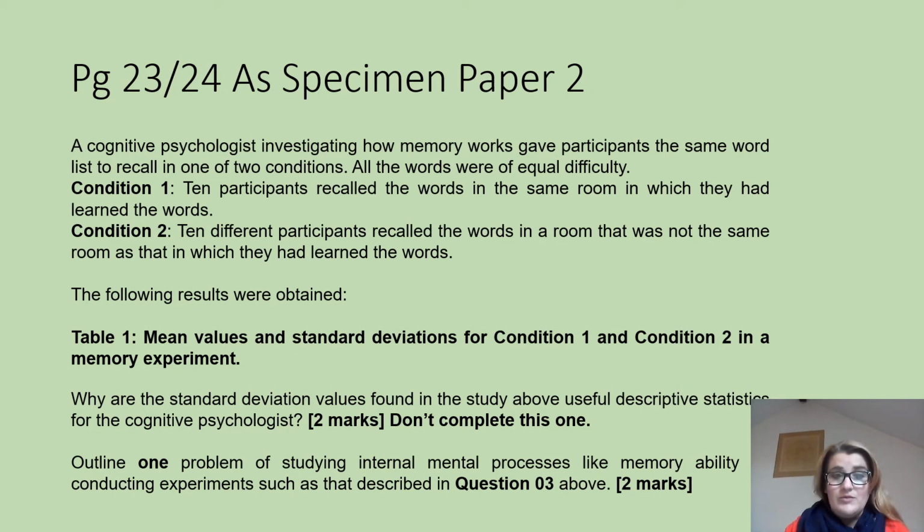Outline one problem of studying internal mental processes like memory ability when conducting experiments such as that described in question 3 above. So it's just a limitation. Look at your limitations in your booklet for that and apply it to the scenario. I'm not giving you much more help than that. We should be getting used to doing this independently now. So set it out. One problem of studying internal mental processes is, and then a link to the scenario.